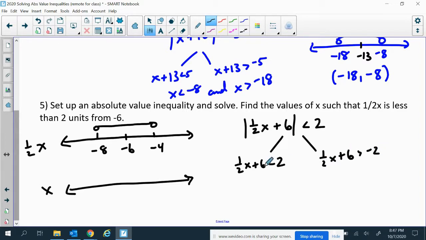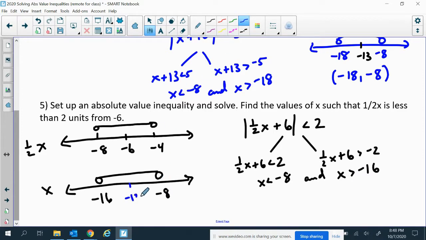So if I solve this, I get x is less than negative 8, x greater than negative 16. So if I look at my graph, negative 16, negative 8, which means that my middle number is negative 12, and these distances are actually 4.